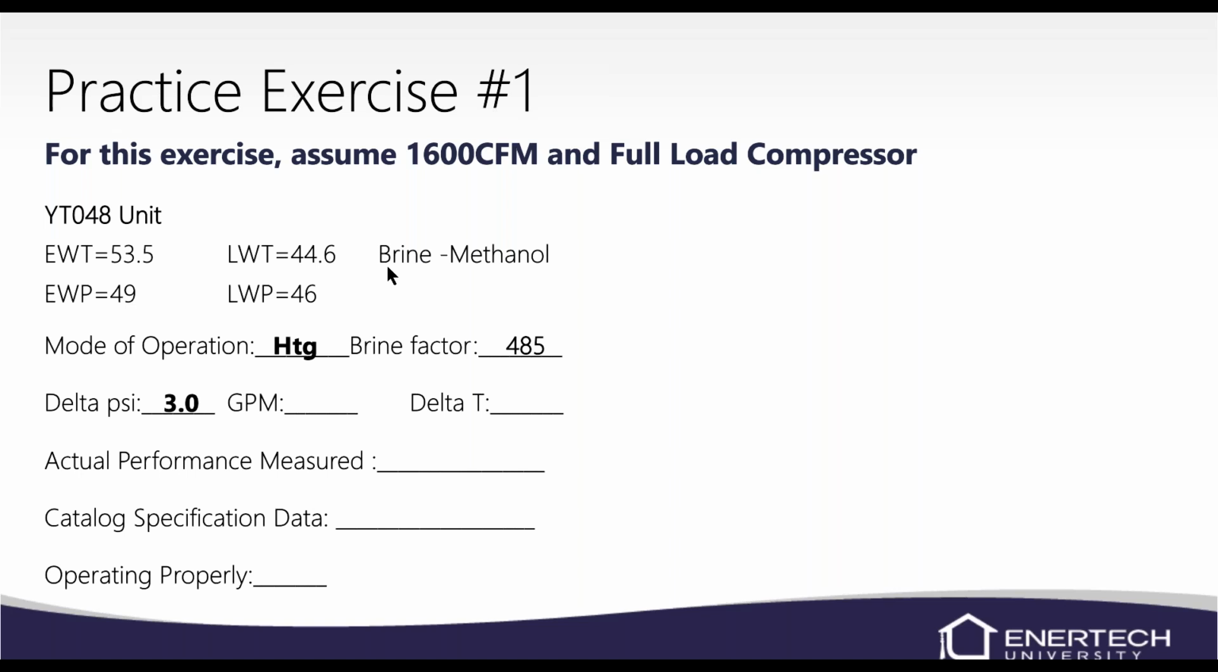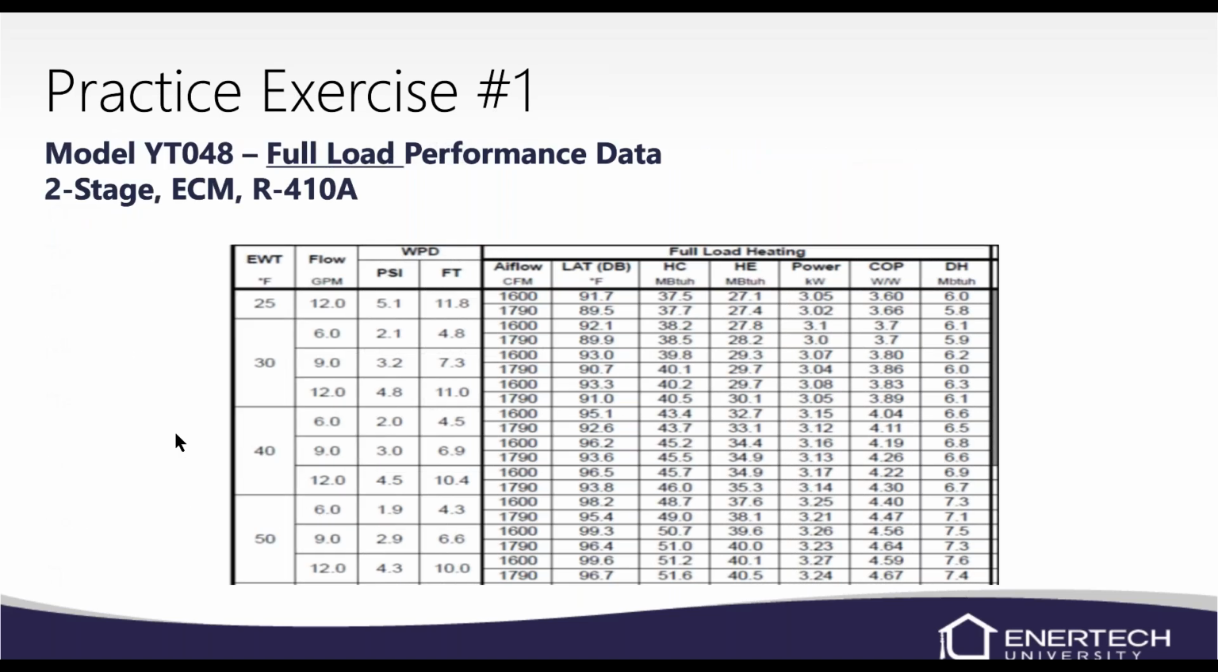Anytime we have brine in the system, we'll use 485. So we have methanol, 485, and a pressure drop of 3. We also need to look at our entering water temperature and kind of remember it for a second, because we're going to have to look at the IOM. So 53, probably the closest temperature we're going to have is going to be 50 degrees.